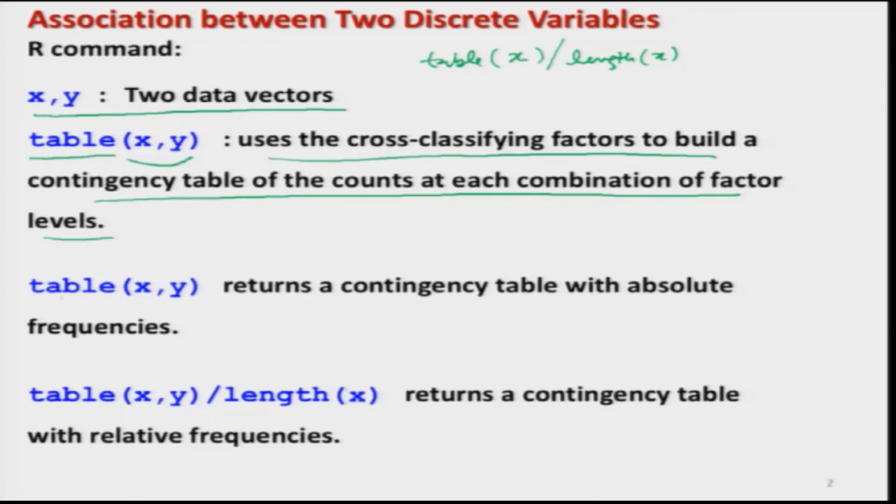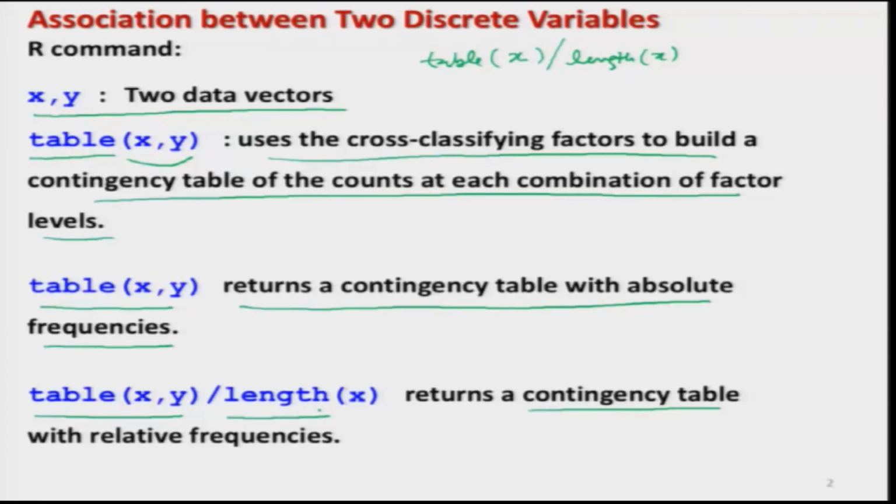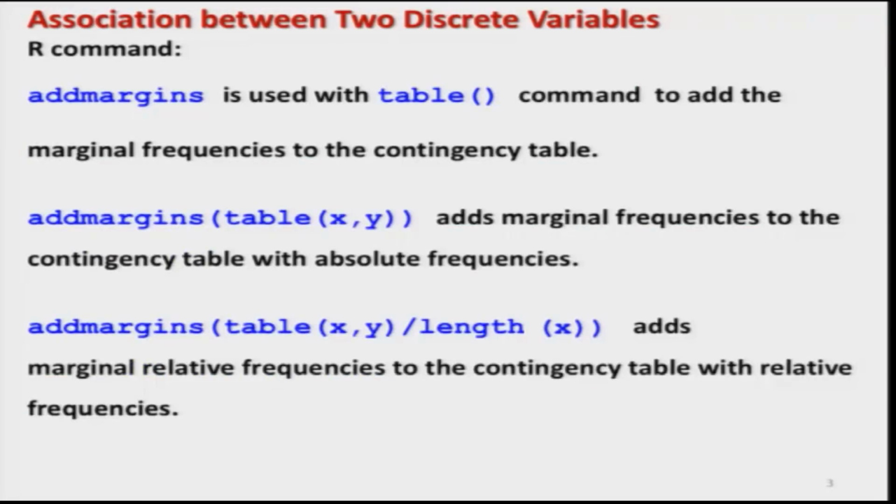And if you use this command table(x, y), this will give you an output in the form of a contingency table with absolute frequencies. And similarly if you divide this table by the length command, then it will return a contingency table with relative frequencies.